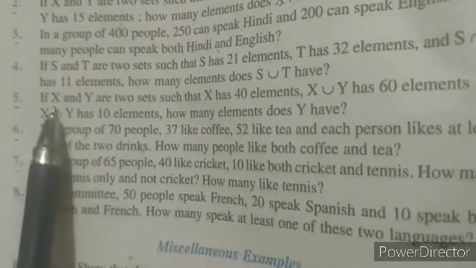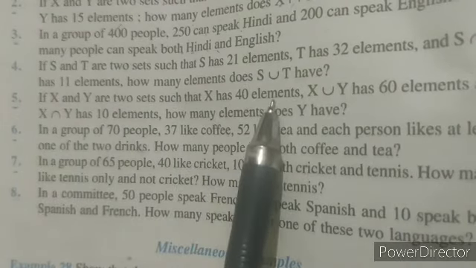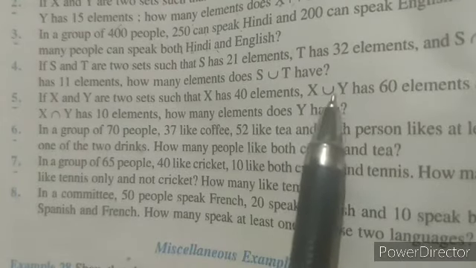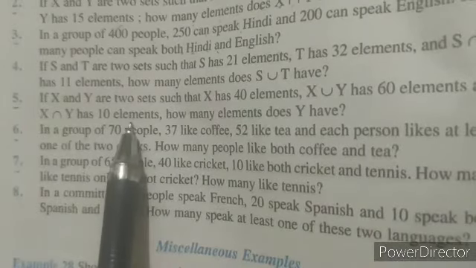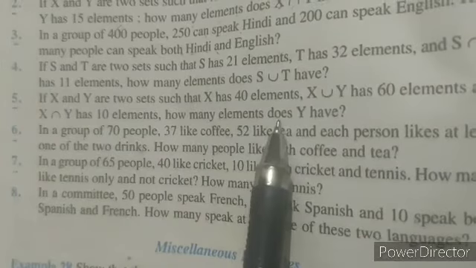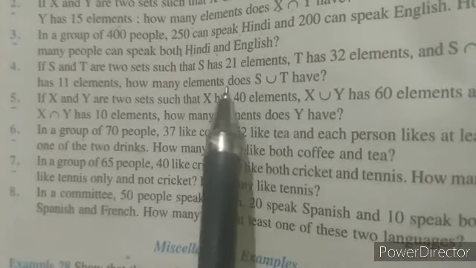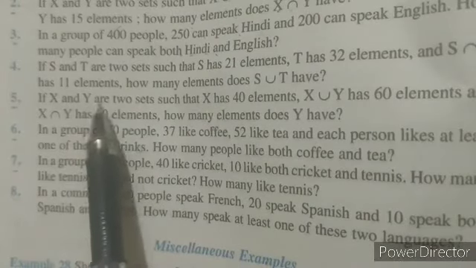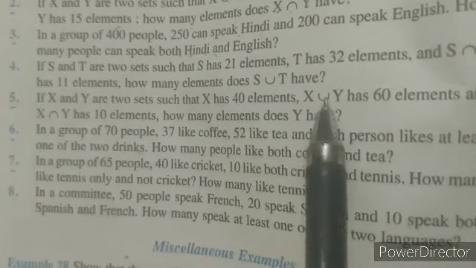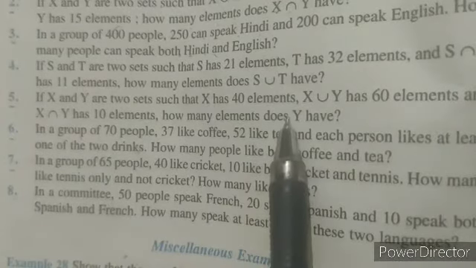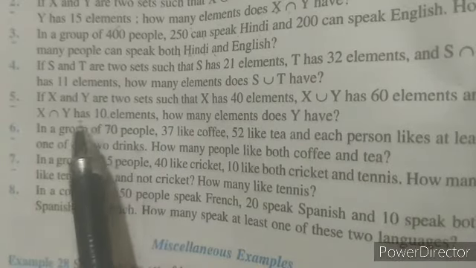Now in question number 5, if X and Y are two sets such that X has 40 elements, X union Y has 60 elements, and X intersection Y has 10 elements, how many elements does Y have? Now here we have to find n(Y). So we can use the formula n(X union Y) equal to n(X) plus n(Y) minus n(X intersection Y).